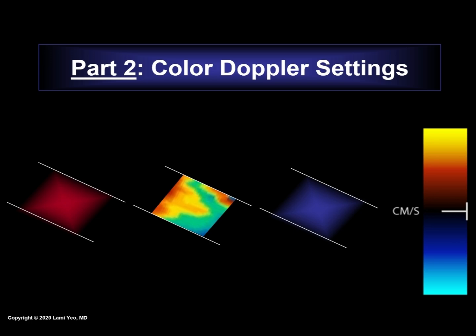In Part 1, we reviewed the value of color Doppler flow mapping in fetal cardiac examinations. This is now Part 2, and here we will teach the principles underlying the settings of color Doppler sonography and provide examples.